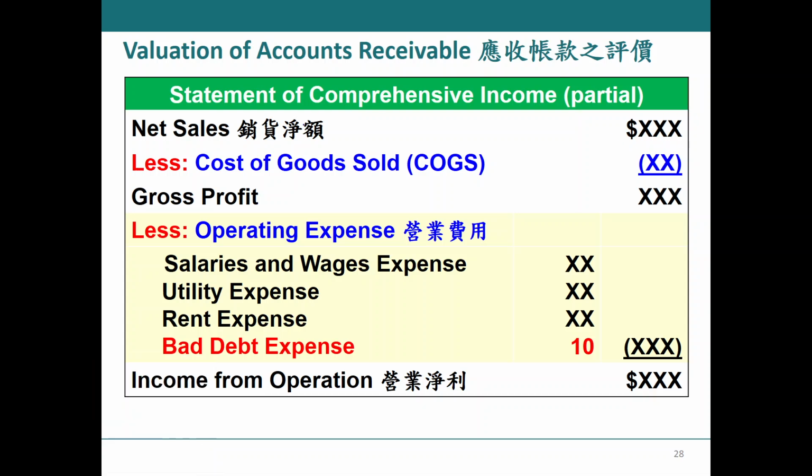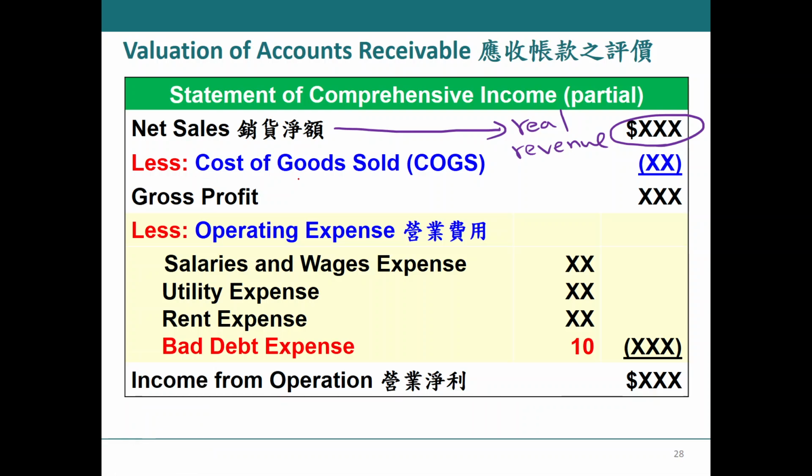So net sales is our real revenue you earned from customers. But don't forget, nothing for free, right? In order to earn your revenues from customers, we have two kinds of expenses, right? So what's the first one? Cost of goods sold, right? So our first expense is cost of goods sold.